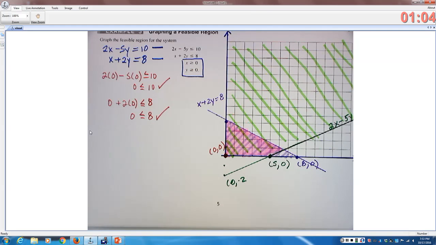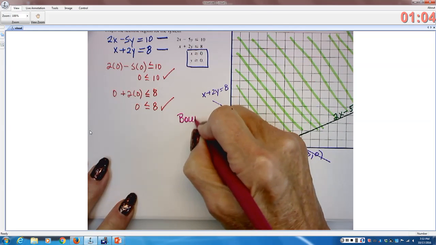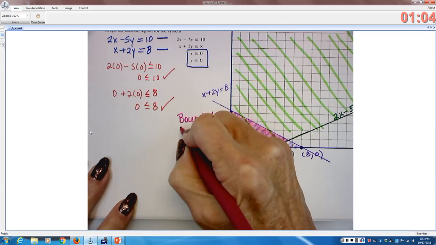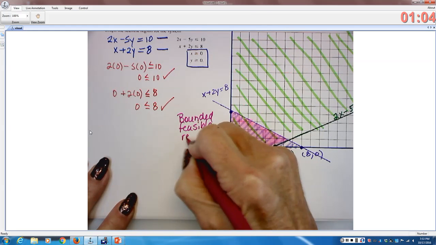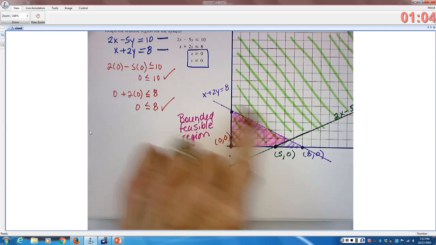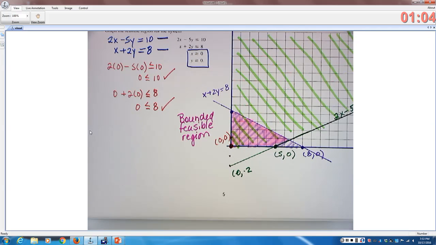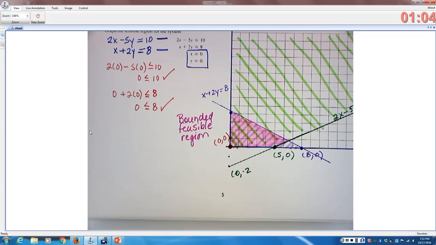And my feasible region is called a bounded feasible region because it has solid lines on all of its sides. So that's called a bounded feasible region. Every single solution is contained inside that little quadrilateral.